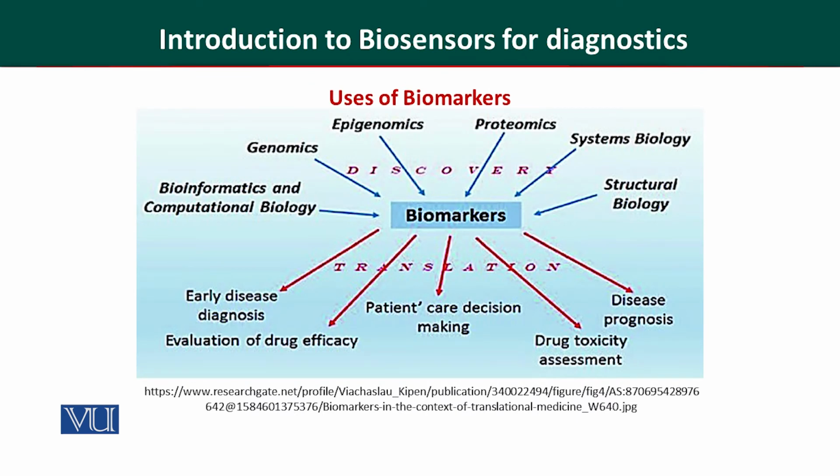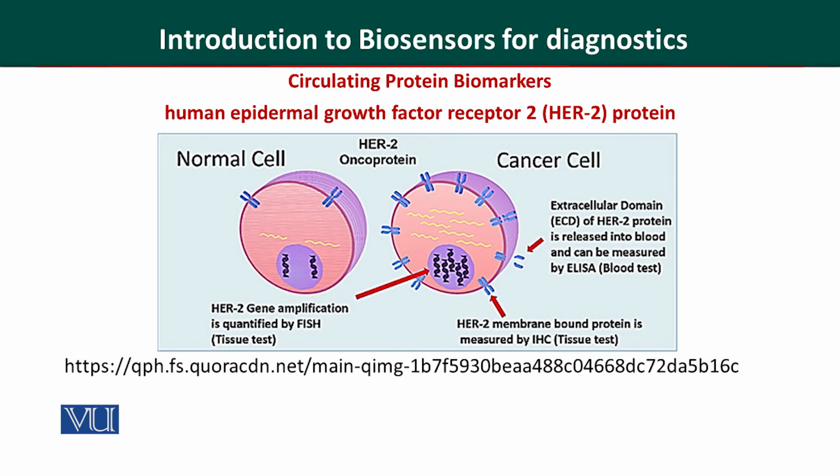Now, the information generated by these biomarkers is equally useful for a scientist and a clinician or a medical doctor. For a medical doctor, it is helpful for the early diagnosis of disease. It is also helpful for the evaluation of drug efficacy, patient care decisions, drug toxicity assessment, and disease prognosis. And for a scientist, the scientist can use this information in bioinformatics and computational biology, genomics, epigenomics, proteomics, system biology, and structural biology. So a huge amount of information could be generated by studying the biomarkers.